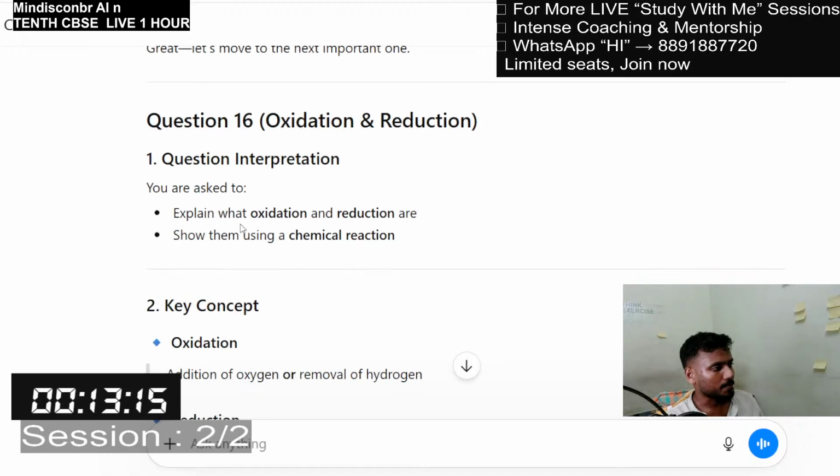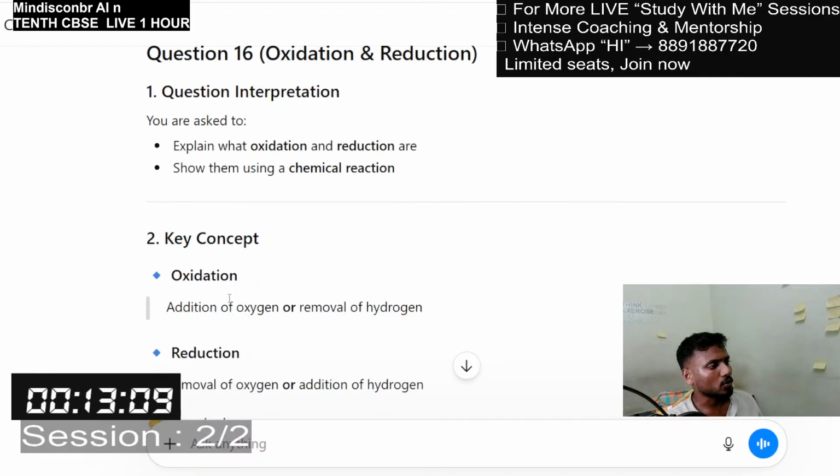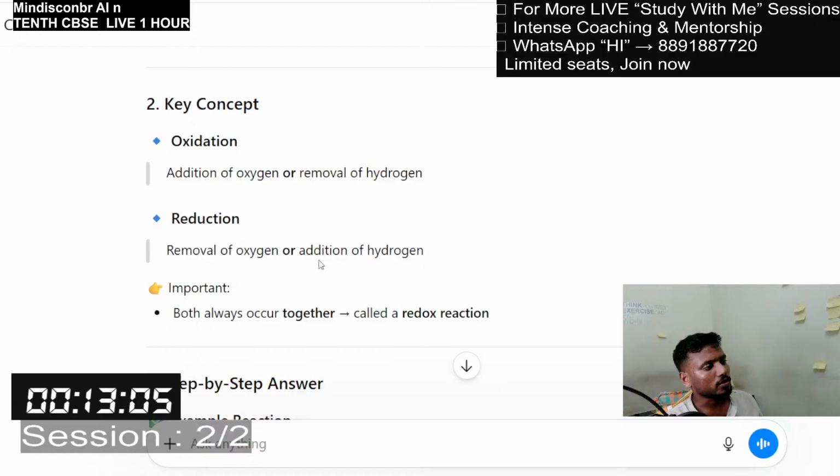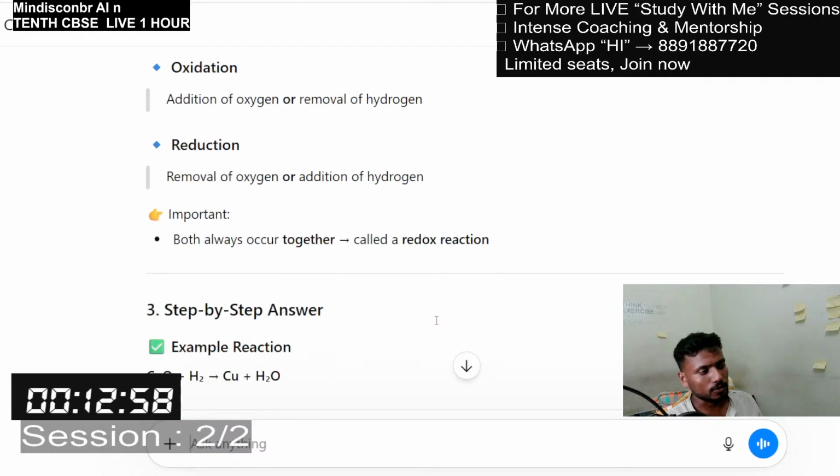Question interpretation. You are asked to explain what oxidation and reduction are, and show them using chemical reactions. Key concept: oxidation is addition of oxygen or removal of hydrogen. Reduction is removal of oxygen or addition of hydrogen or addition of electrons. Important: both always occur together, called a redox reaction.